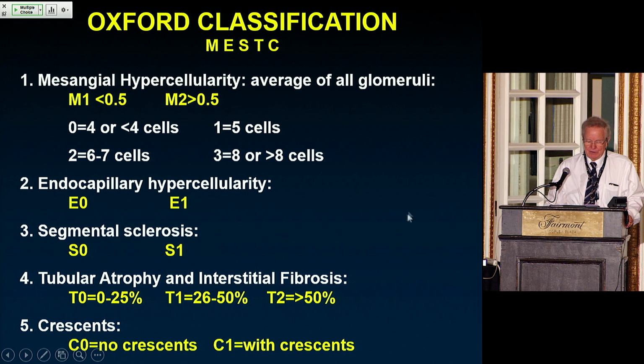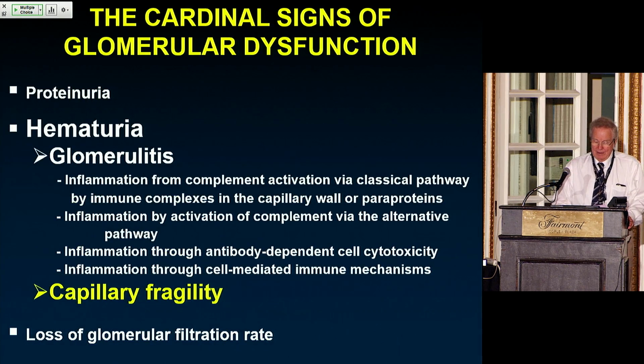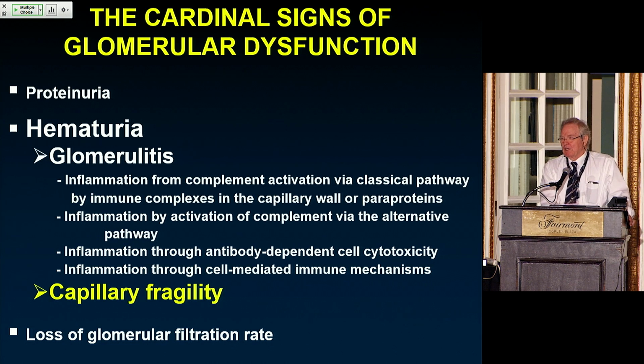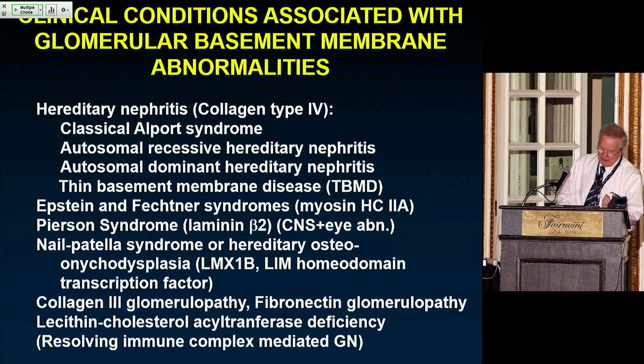The more tubular atrophy and interstitial fibrosis you have, the less likely the kidney is to survive. The more inflammatory activity you have, the less likely it is for that kidney to survive long. And the more segmental scarring you have, the more advanced the disease. So it all boils down to that. And finally, capillary fragility. I cannot emphasize enough the morphologic aspects that need to be paid attention to here.